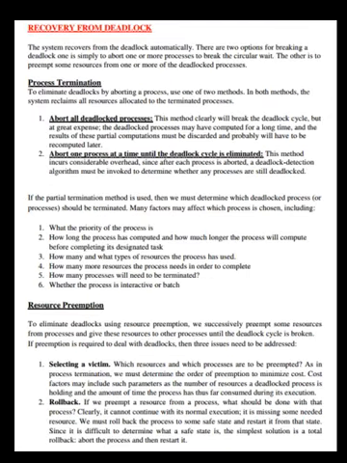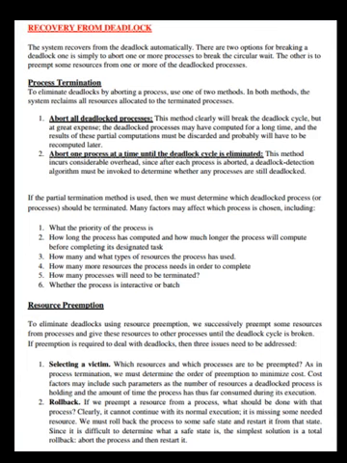Now let us see recovery from deadlock. The system recovers from the deadlock automatically. There are two options for breaking a deadlock. One is simply to abort one or more processes to break the circular wait. The other is to preempt some resources from one or more of the deadlocked processes.